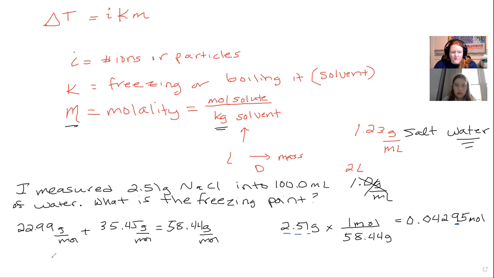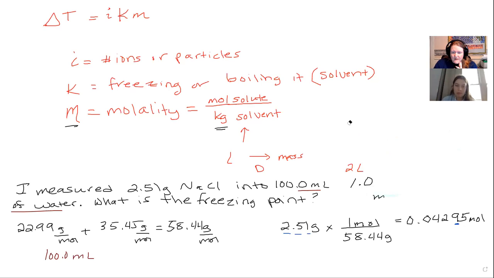Now we need to figure out how many kilograms we have of solvent. And so I'm going to change my pen color so we can separate that out. We know that we put in 100 milliliters of water, right? And so we could use just the density of water because they've given us that specifically here. But we would need to know the temperature.